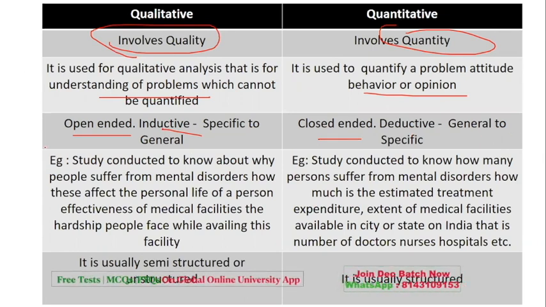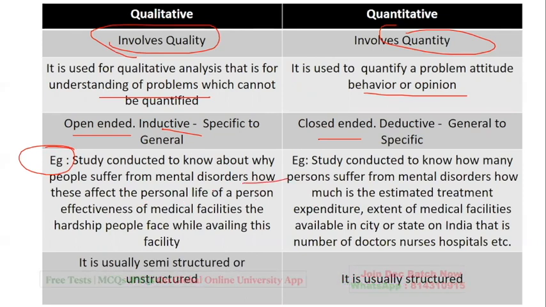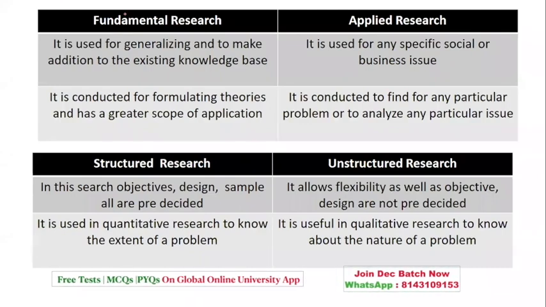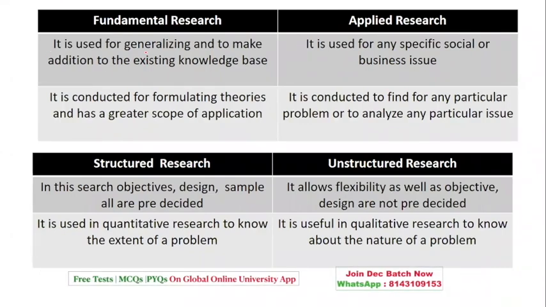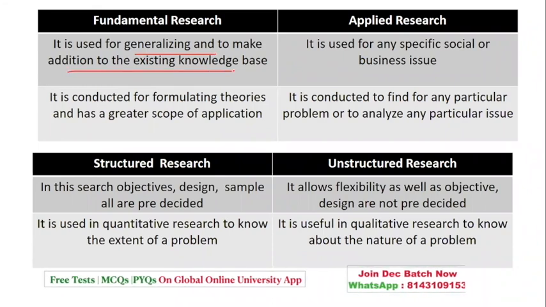If I give you an example, a study conducted to know why people suffer from mental disorders, how these affect the personal life of a person. See the word how, describe how it affects. Whereas here, it is the same example, but how much it affects will be a part of your quantitative research. Qualitative is, as I said, semi-structured or unstructured, whereas quantitative is very, very or highly structured.